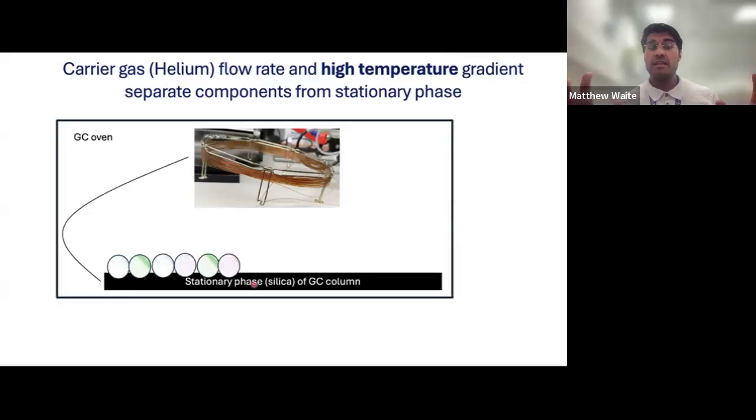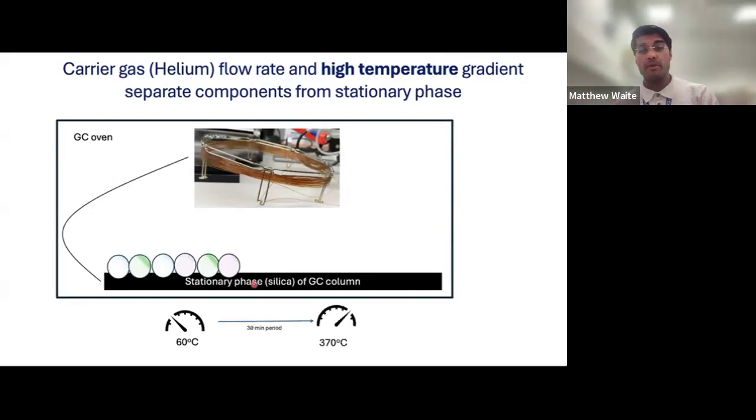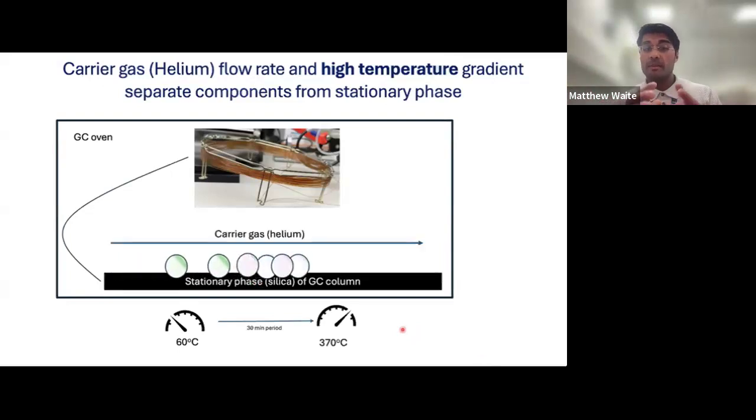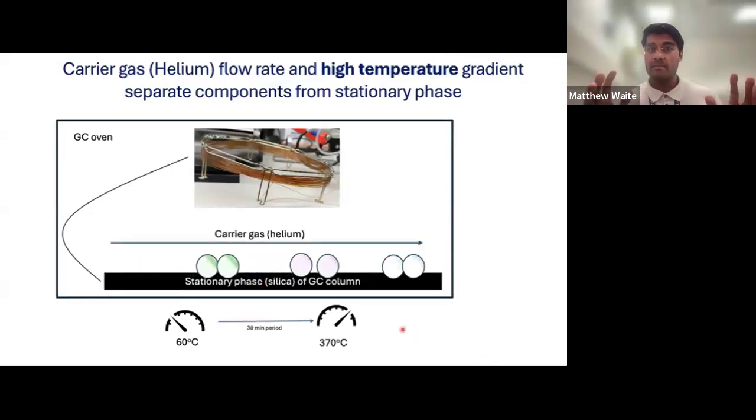Now the GC column is within an oven, and that oven begins at a temperature of 60 degrees. But as you ramp up the temperature all the way up to 370 degrees, as I do in my method, the metabolites then begin to separate, and they separate according to their boiling point. Metabolites that are more volatile with a lower boiling point elute sooner than metabolites that are less volatile with a higher boiling point.